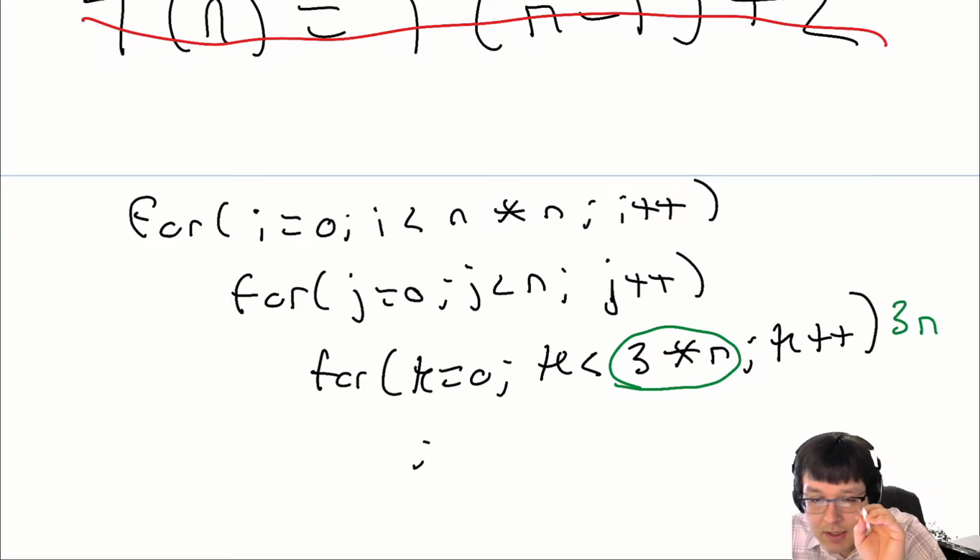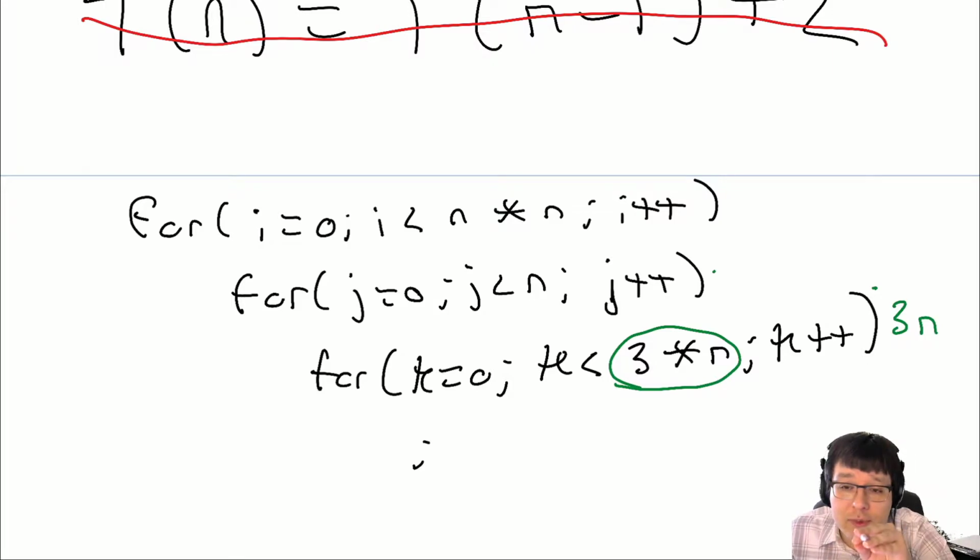Okay. Next, we're looking at the second loop here. We have to make sure that this loop and this loop are not interacting. That's very important because otherwise things get complicated. Here they're not, because this loop is independent of the other loop, and they're all independent of each other. So in this scenario, that second for loop is only running from 0 to n. So that's just going to be n.